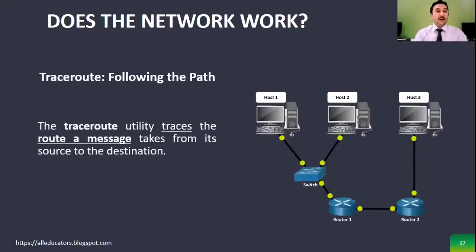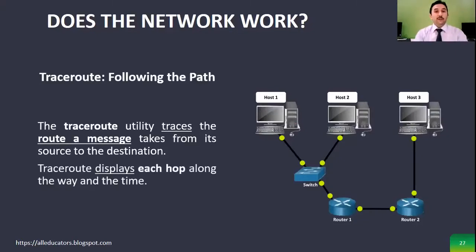And the other term is traceroute. The internet is not really a place, as you know. It is the interconnection of many different networks that provide services to other users. We can see this connectivity by using a network utility called traceroute. The traceroute utility traces, or tracks, the route a message takes from its source to the destination. Each individual network through which the message travels is referred to as a hop.